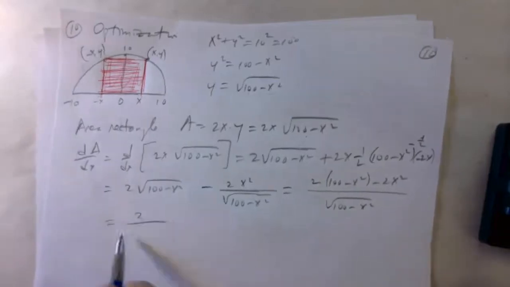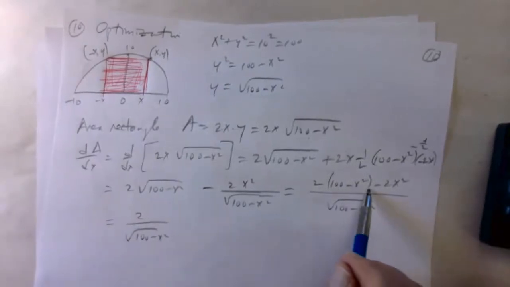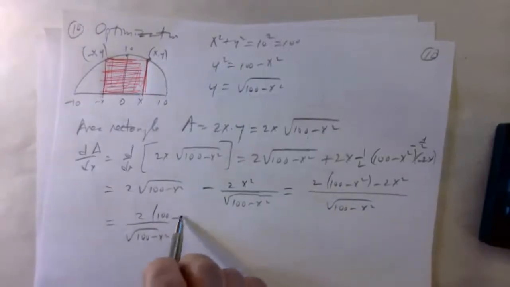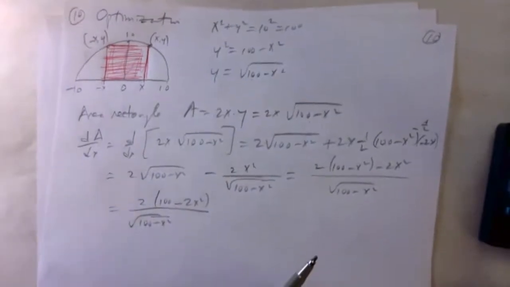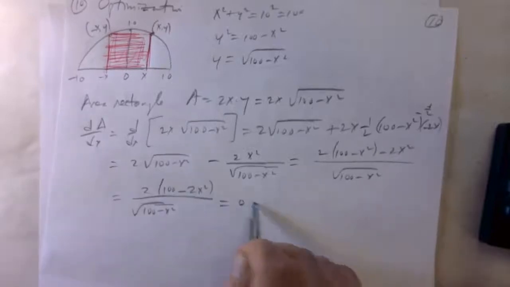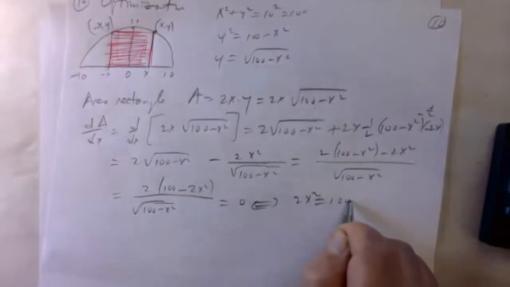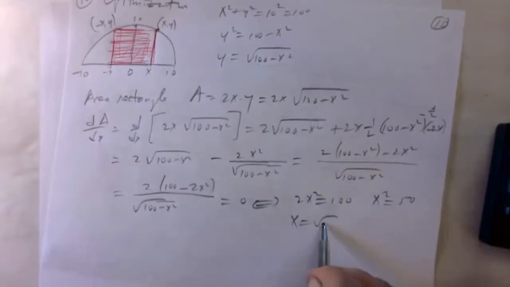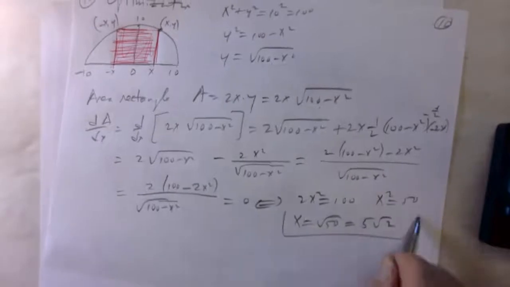Which is 2 over the square root of 100 minus x squared. And I get 100 minus x squared minus x squared, 100 minus 2x squared, if I did this arithmetic correctly. And this is equal to 0 precisely when 2x squared equals 100. So x squared equals 50. So x is the square root of 50, which is 5 root 2.